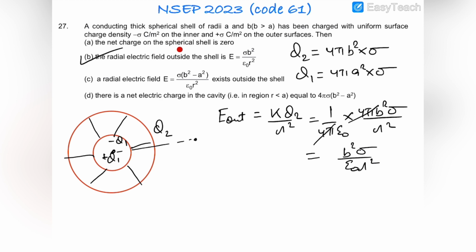And the option saying the net charge on the spherical shell is 0 is wrong, because the sum of Q1 and Q2 is not 0, as they are not equal. The option giving the electric field at a radial distance outside the shell is this one, and that is wrong. And the option saying there is a net electric charge in the cavity equal to this one: we know that the net electric charge inside the cavity is Q1, and Q1 is this. So option D is also incorrect. So the only correct option is B. Now let's move on to the next question.